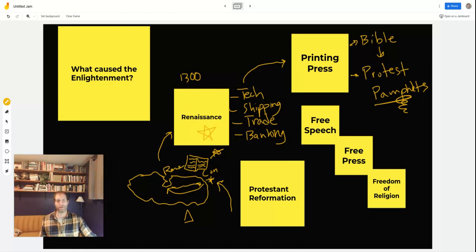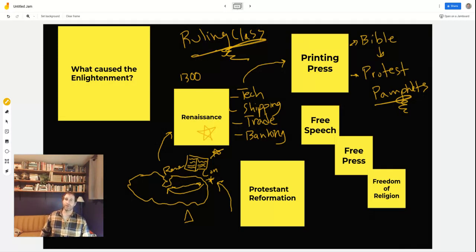When Swift or Voltaire or some of these guys that we're going to be reading about in the textbook start challenging the traditional ruling class, the kings of their era, what is the ruling class going to do? They're going to try to control their speech. They're going to try to control their press, printing press, free press. They're going to try to control that.